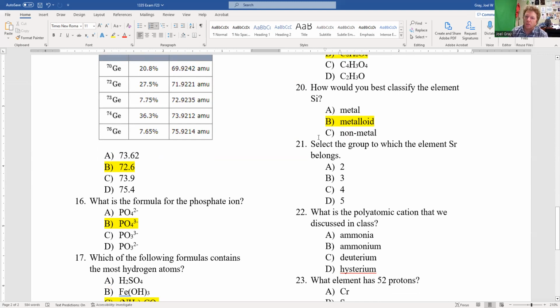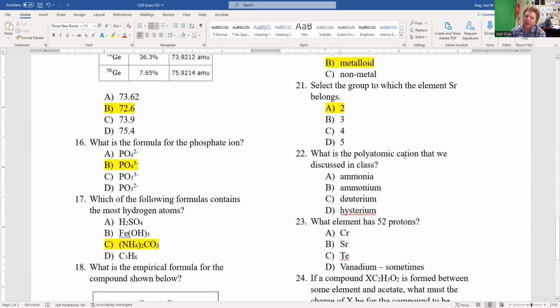Select the group to which the element Sr belongs. You need to know your periodic table or see your periodic table. And when you look at Sr on the periodic table, what you'll notice is that it is in group 2. It's in the 2nd column on the periodic table. So I'll highlight that.